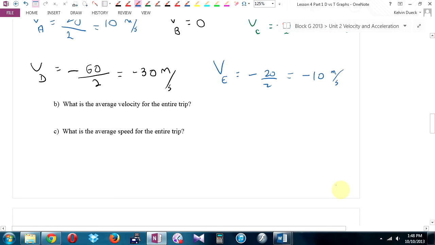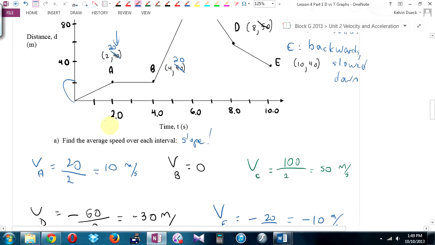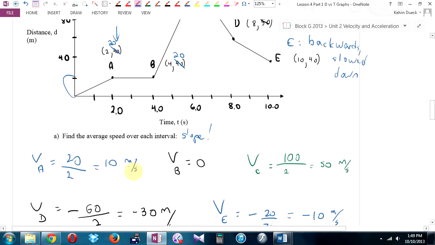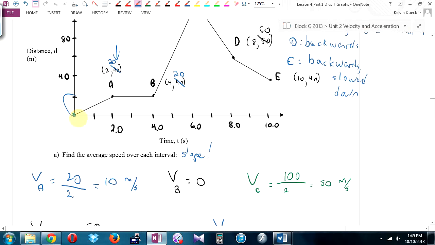B says, what's the average velocity for the entire trip? The trick question. Velocity, we said, for a trip is displacement over time. The time is 10 seconds. What's the displacement? Where did we start? 0. Where did we end? 40. What's our displacement? Just 40.